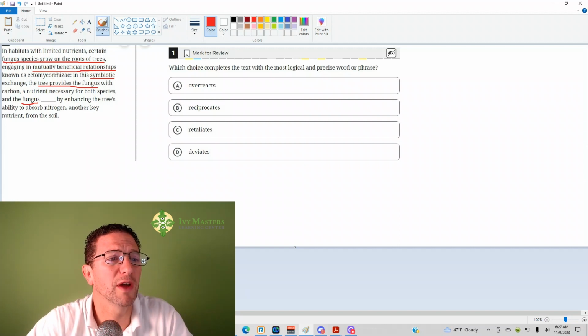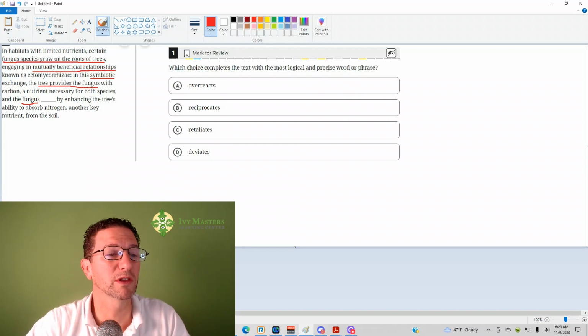In the paragraph, we've got the fungus growing on the roots of trees, and it's a mutually beneficial relationship. That means the fungus benefits trees, trees benefit the fungus, also called symbiosis, a symbiotic relationship. The tree provides the fungus with something, and what does the fungus do? It returns the favor. Reciprocate means returns the favor. That's describing the relationship where they benefit each other.